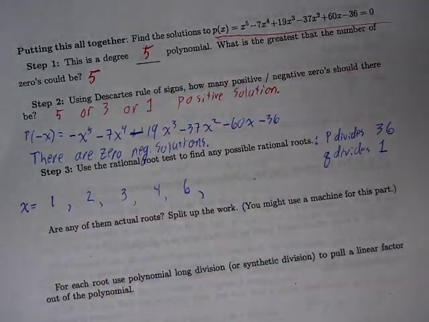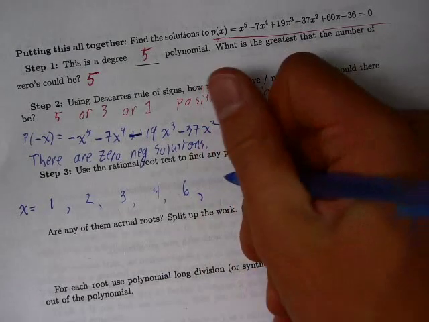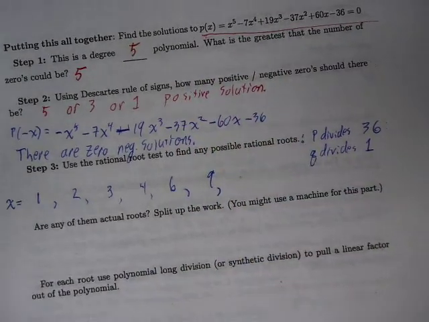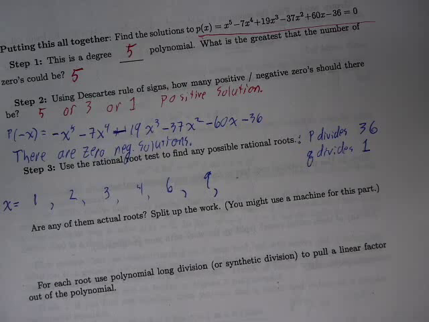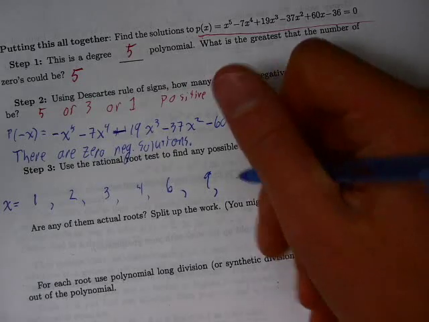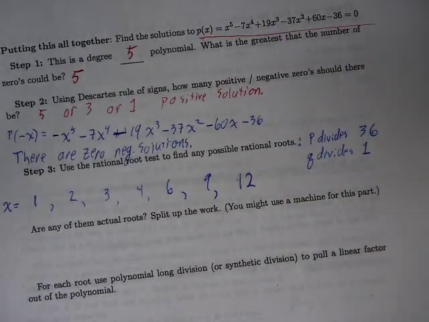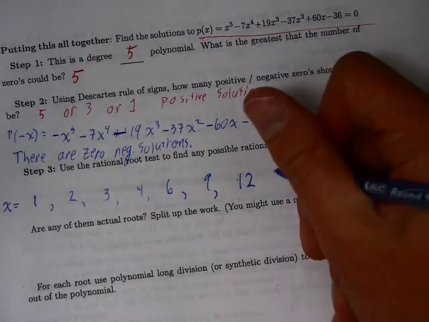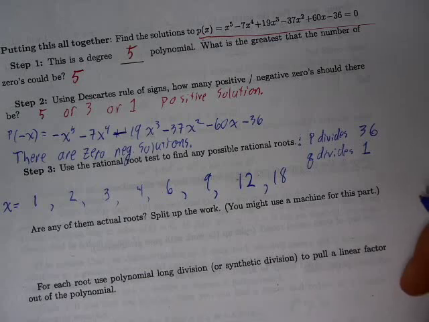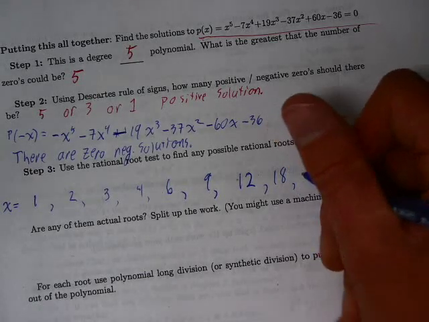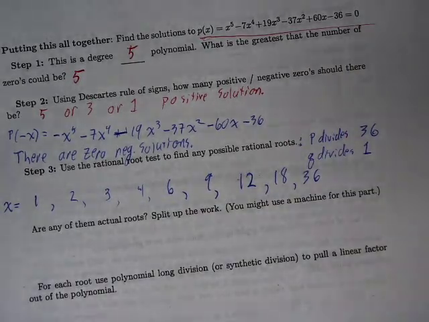And now let's count up. So 36 is 4 times. 36 is 3 times. 36 is 2 times. 36 is 1 times. And there are all of the possible rational roots. So is that like 9 numbers that we might have to plug in?